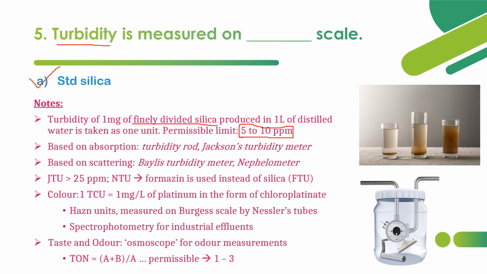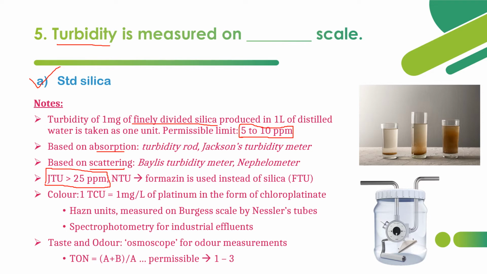So there are two methods to determine the turbidity value: one based on absorption, and another based on scattering. Based on absorption, the turbidity rod and Jackson turbidity meter work. And based on scattering, Baylis turbidity meter and Nephelometer work. So these are two basic methods based on absorption and scattering. And the Jackson turbidity meter is used to find turbidity of greater than 25 ppm only.